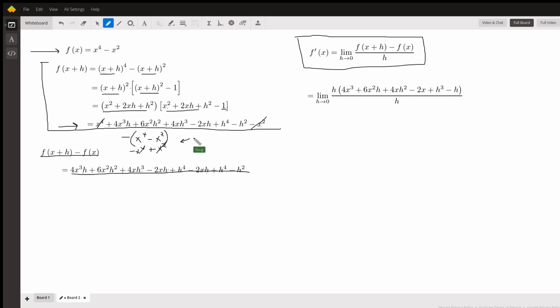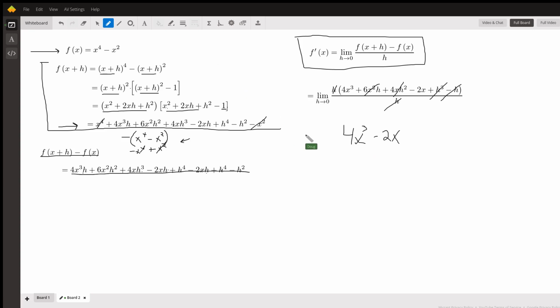And so now, if I factor out that h, I can say the limit of this expression as h approaches 0, the h's cancel out as the h gets close to 0 but not equal to 0. And now if I actually take the limit, this term becomes 0, this term becomes 0, this term becomes 0. So does that one. What's left? 4x cubed minus 2x. Okay. Very painful way to do it.